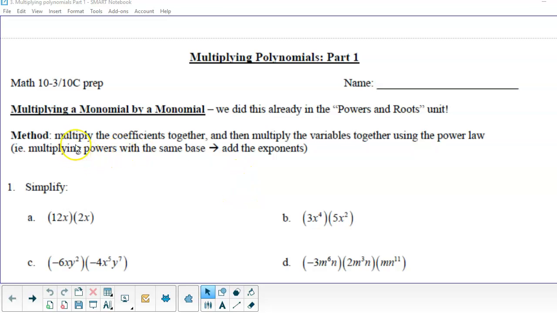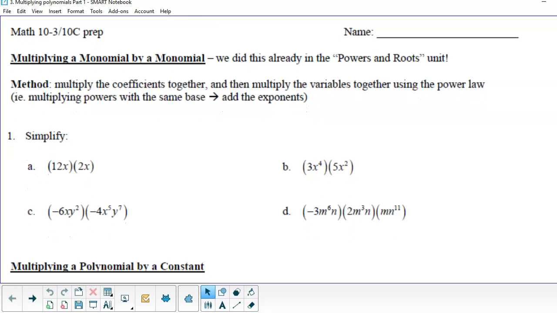So for a monomial by a monomial, the method is multiply the coefficients together, then multiply the variables together using the power law. For example, multiplying powers with the same base, you add the exponents. So we're going to do these.